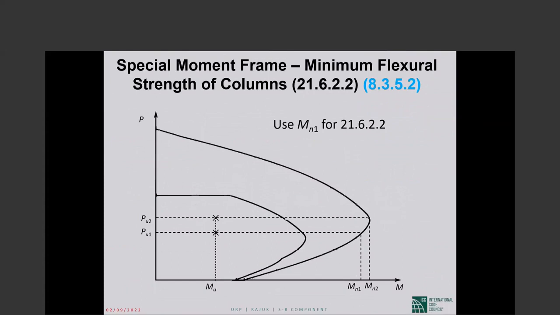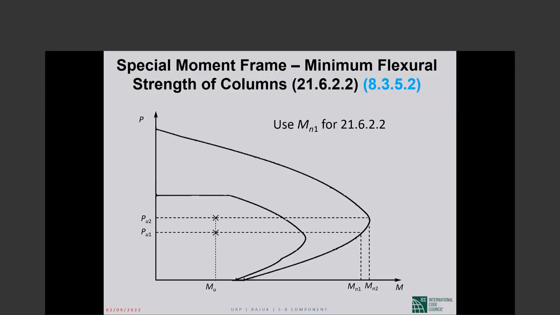So when we talk about column flexural strength, we would rather underestimate the column flexural strength. And we would rather overestimate the beam flexural strength. That would be conservative. Are you with me? Mm-hmm. So strong column, weak beam. We want the columns to be stronger than the beams. So when we calculate column flexural strength, we would rather underestimate it. And when we calculate beam flexural strength, we would rather overestimate it.